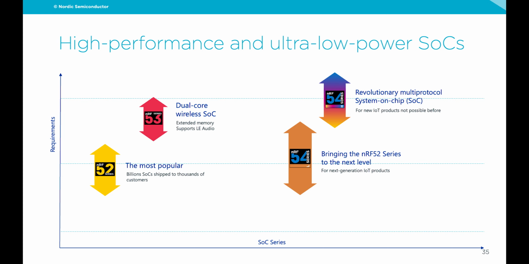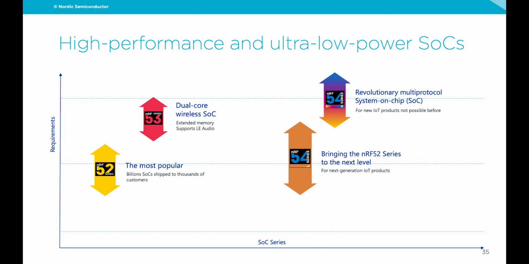Then you can have one step up, which would be a dual-core wireless SoC, so our 53 series. This has a dedicated application processor, an extra radio processor, and also has extra memory and does things like, for example, support Bluetooth LE audio. This is also a really nice choice for some more demanding applications.